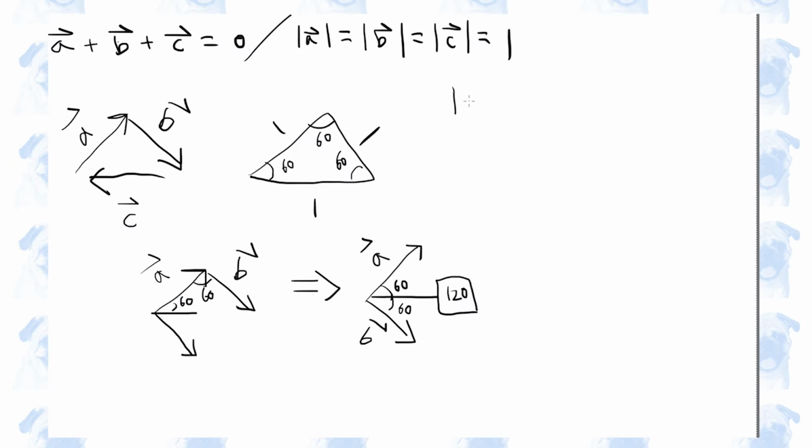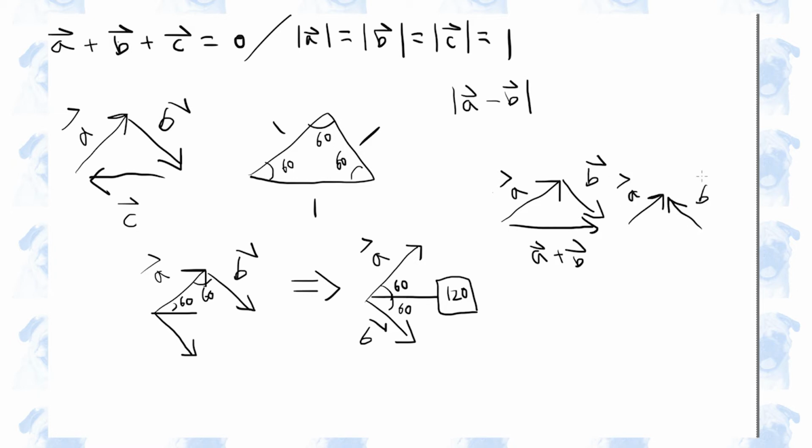And next we need to find the magnitude of vector A minus vector B. Vector A plus vector B would be this vector. Now let's flip vector B in the opposite direction, and then move vector minus B here. So vector A minus vector B is this new vector here. And given that the angle between these two vectors is 120 degrees, and both vectors have the magnitude of 1, we have an isosceles triangle, 30 degrees.